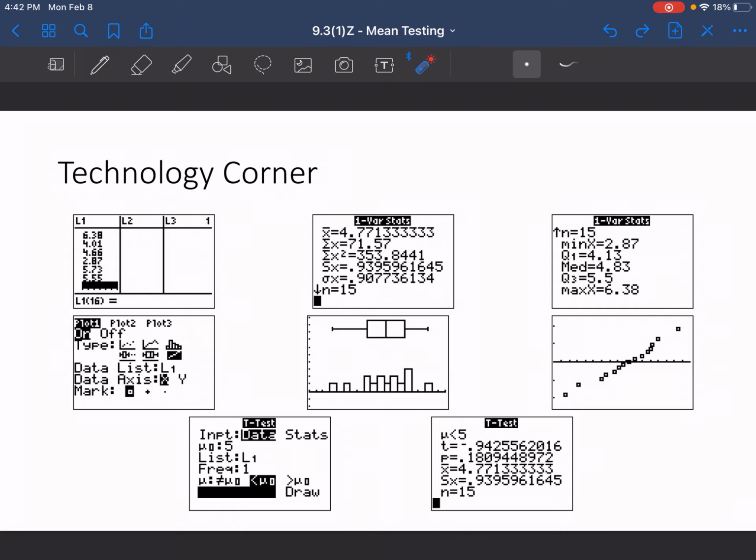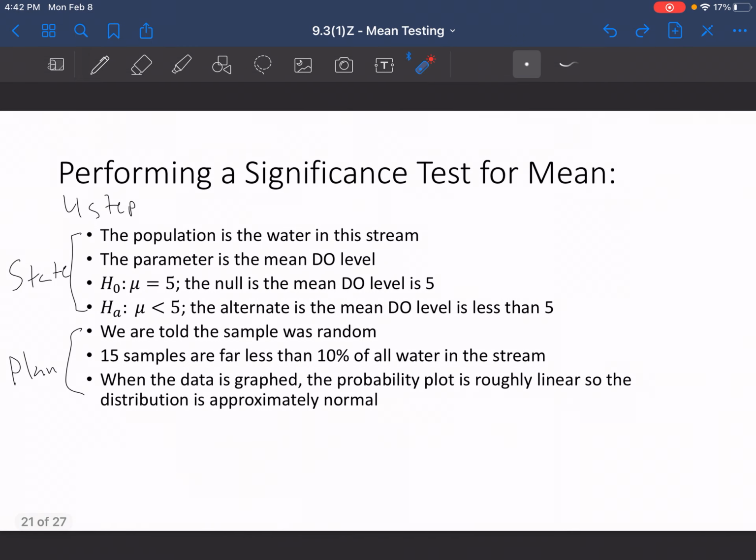And this is the point in time where you would actually need to show the AP readers that you understand, that you graph the data, and it came out to be approximately normal in this case. We can also go to one-var stats once we've plugged that in to stat edit right here. We can go to one variable stats and figure out our sample mean, our sample standard deviation, all that we need in order to solve this problem.